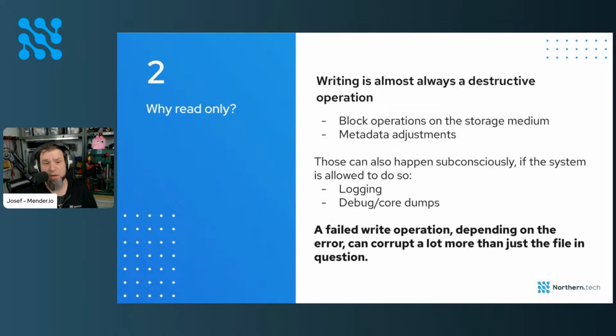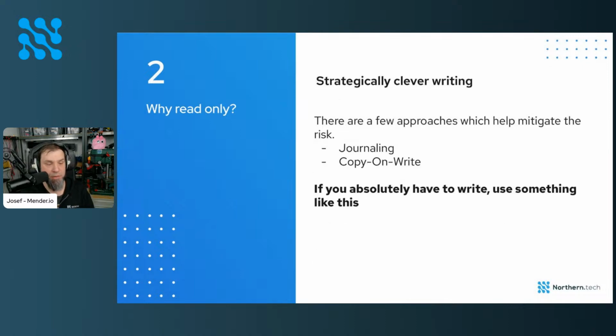Some file systems are more resilient to this than others, and there's ways to strip things down. But whenever you write something and something goes wrong at a very bad point in time, then you've got a problem. As I said, you can strip things down a little bit by the two common approaches.